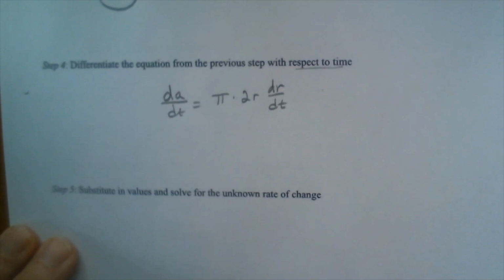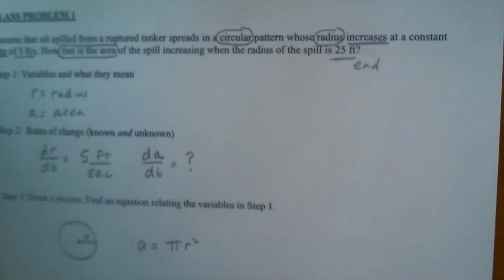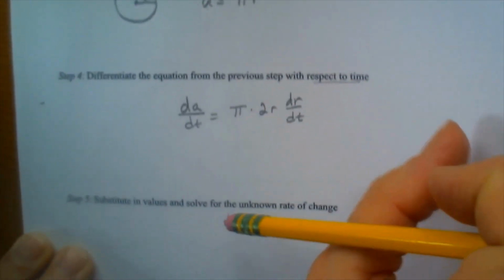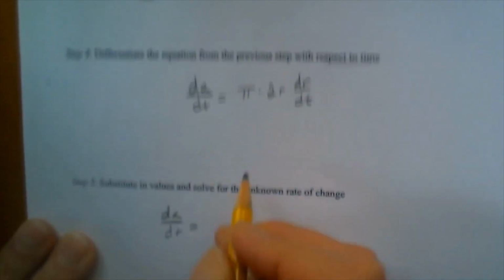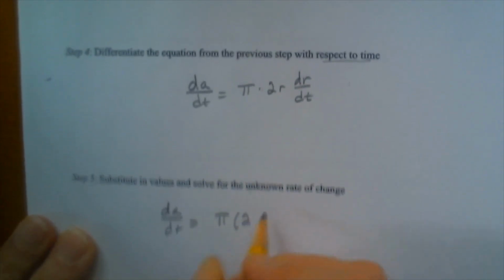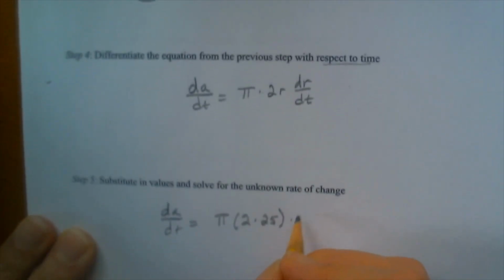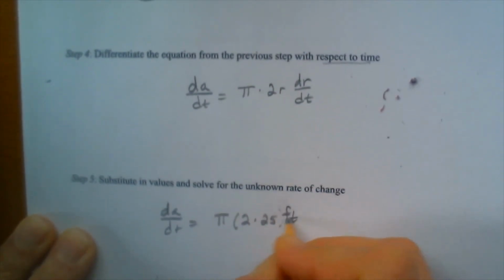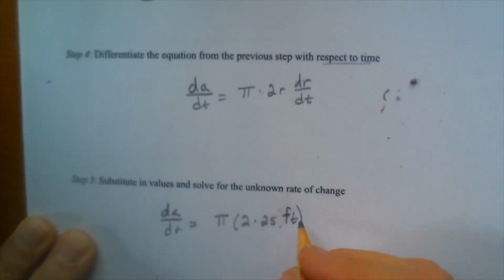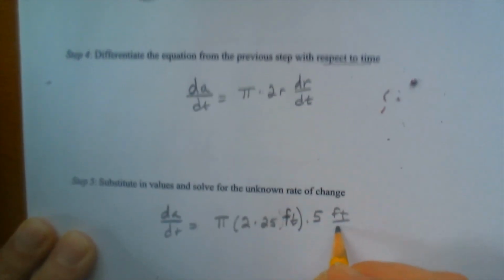And then the last thing we do is substitute everything that we know, including when the radius is at 25 feet way back in the beginning. So substituting the values in, we're trying to solve for dA/dt. So dA/dt is equal to pi times 2r, r is 25 from the beginning of the problem, times dr/dt. You know what? Let's put 25 feet in here. Let's get our units in here. So 2 times 25 feet. And then the dr/dt from the beginning is 5 feet per second.